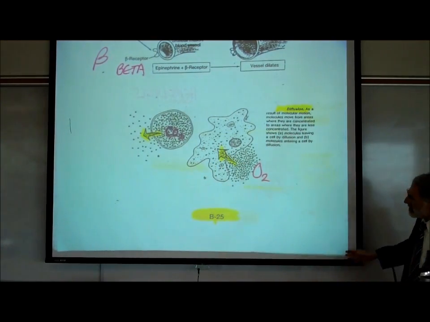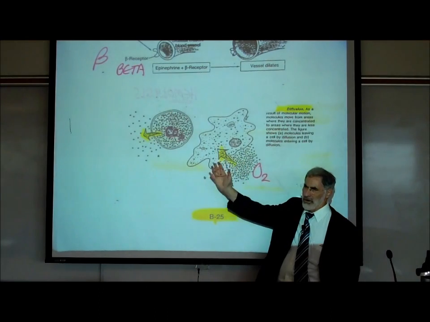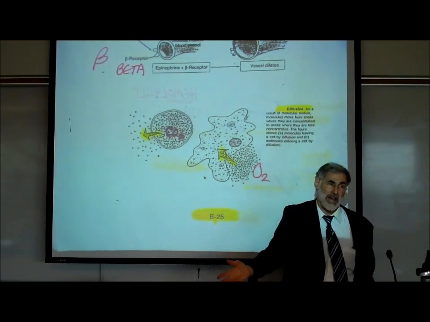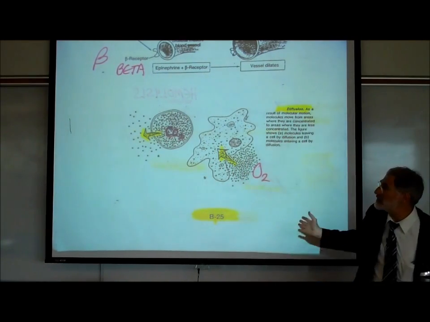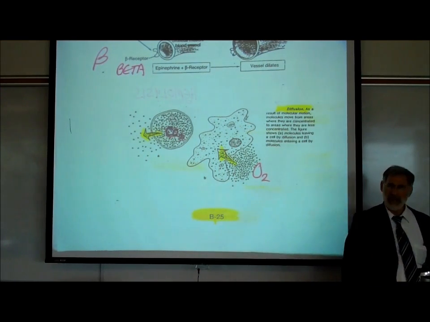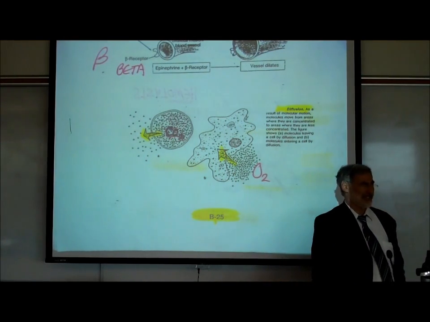Now, no matter how much oxygen flows into the cell, the cell uses the oxygen up. It uses it up, so it's always flowing in. How does a cell use up oxygen? What's it doing with oxygen?